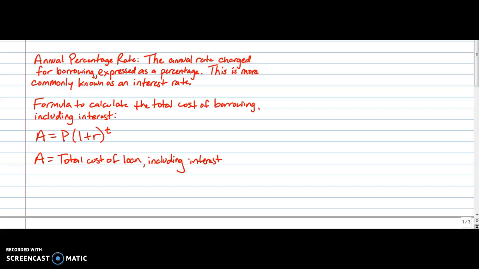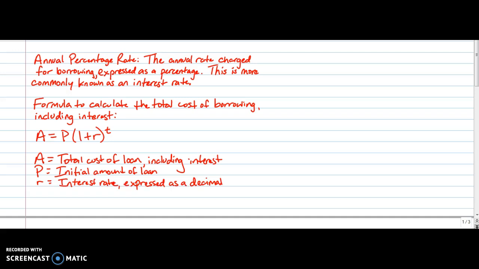In this case, A represents the total cost of the loan, including all of the interest that you will have to pay back to the bank or whoever you're getting the loan from. P represents the initial amount of the loan. So this is the amount that you borrow from the bank without interest.